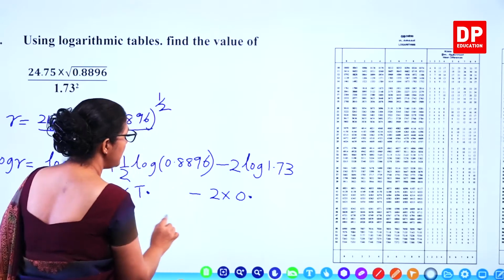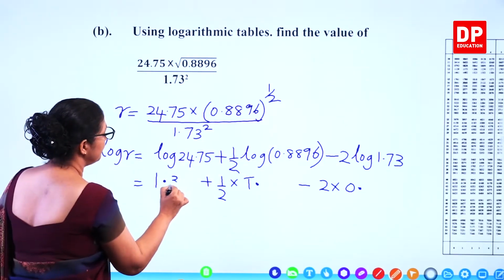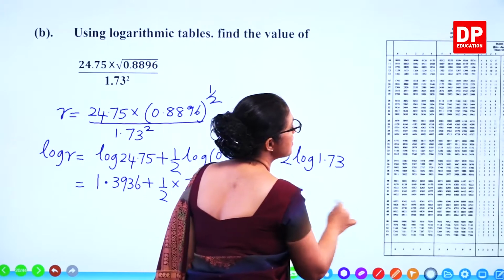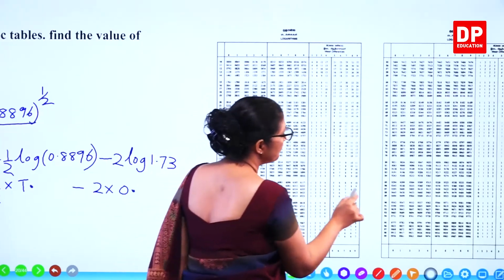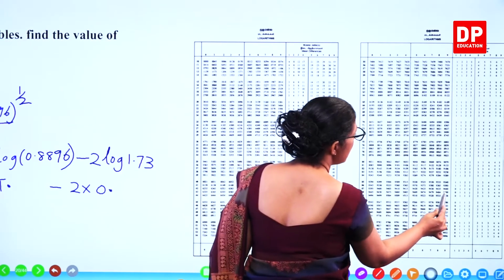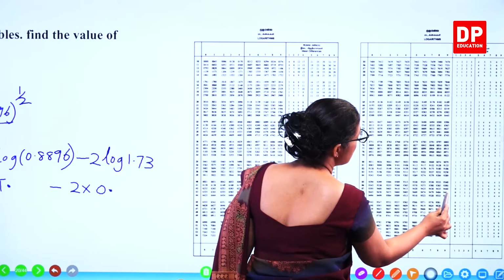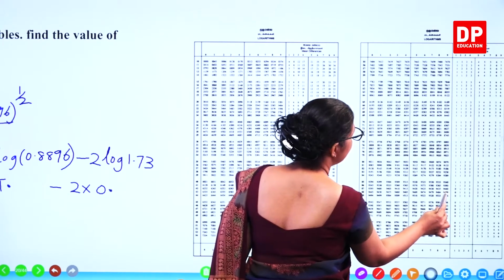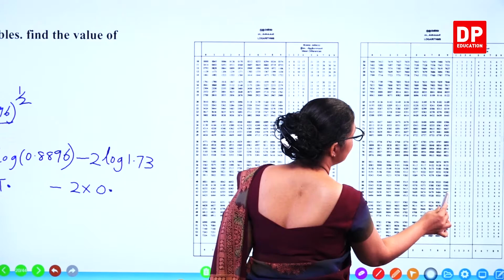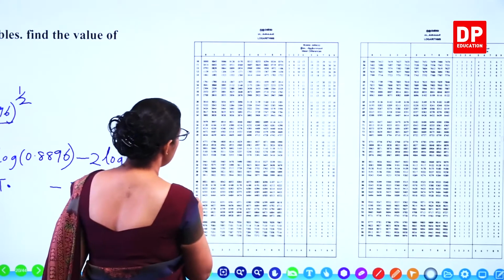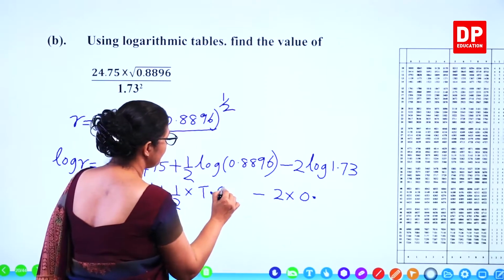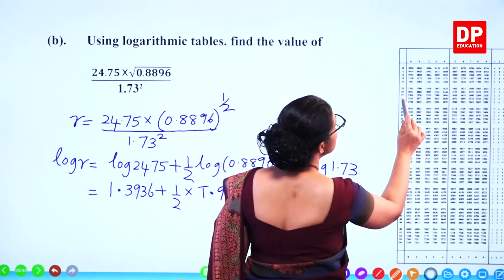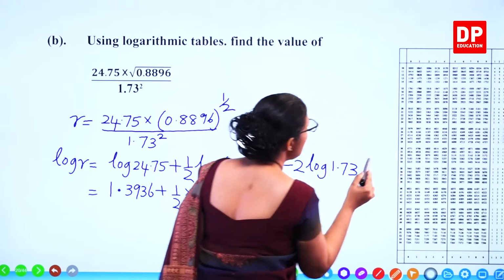So this value 39.36. 88.96. 88.96. 6 is adding 3. 94.91. Then 17.3. 17.3. 23.80.